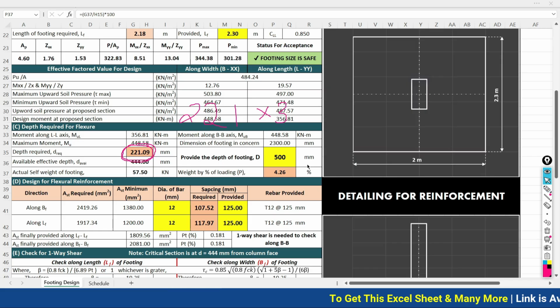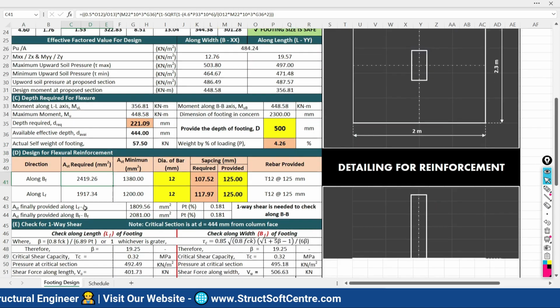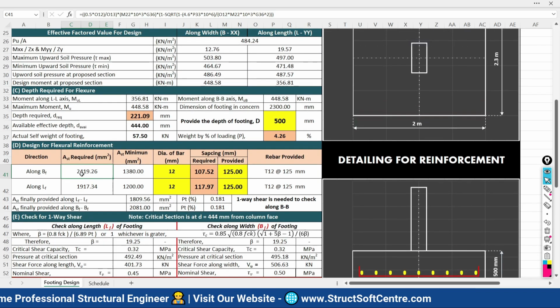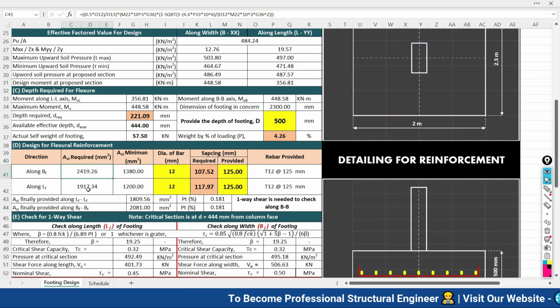So here I would like to take it as 500 towards the conservative side. That's why I am going to define it as 500. Later on, if there is a need to increase the depth, then I will increase, otherwise I will keep it as 500. Now the area of the reinforcement required. Here the area of the reinforcement required is 2419 along the width and along the length 1917.34 mm square.